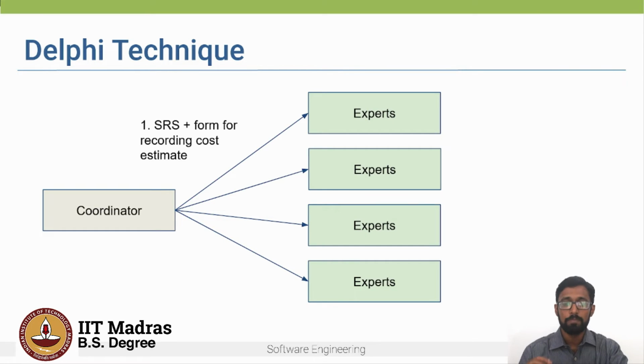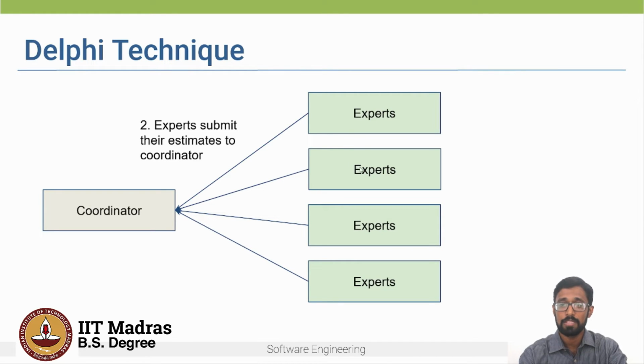To overcome the drawbacks of expert judgment, the Delphi technique can be used. So what is the Delphi technique? In this technique, we have a group of experts and a coordinator. The coordinator provides each expert with a copy of the SRS, the requirements, and a form for recording the cost estimates. The experts go through the requirements, the SRS, and the different modules, then provide their estimates and submit them to the coordinator.